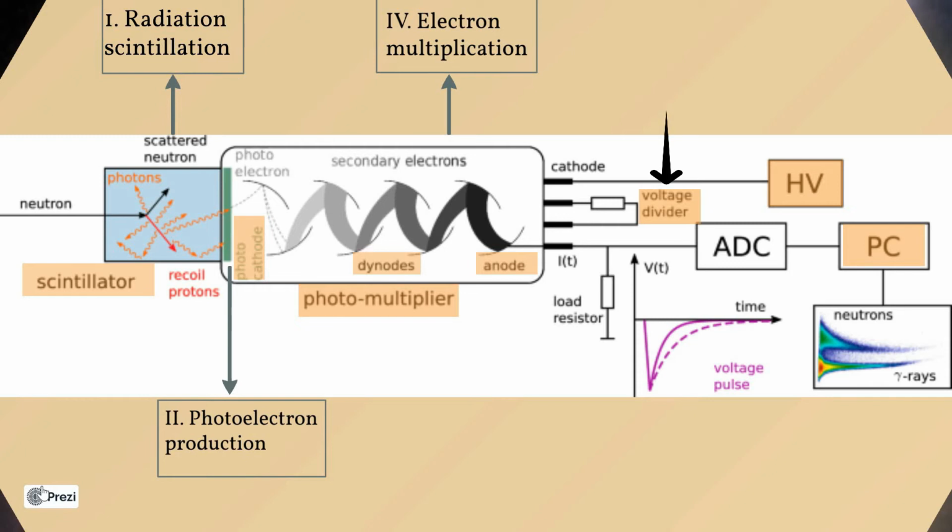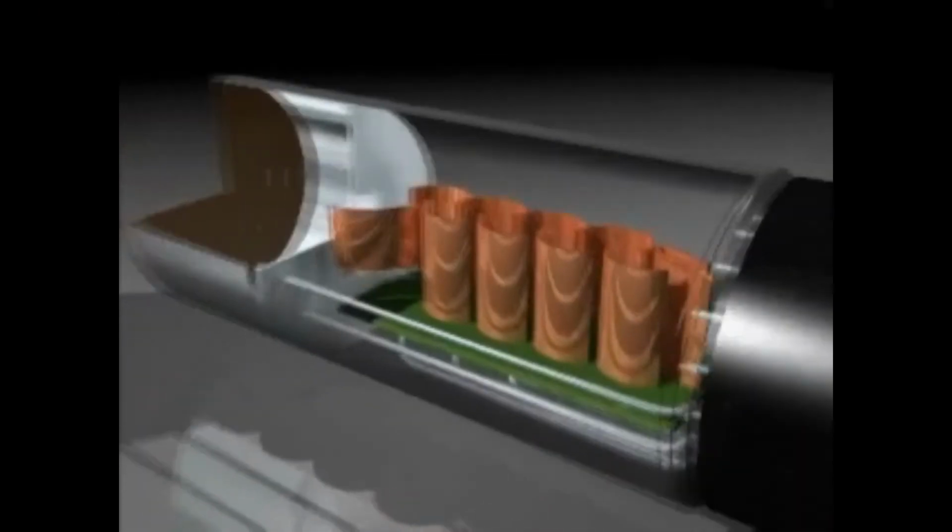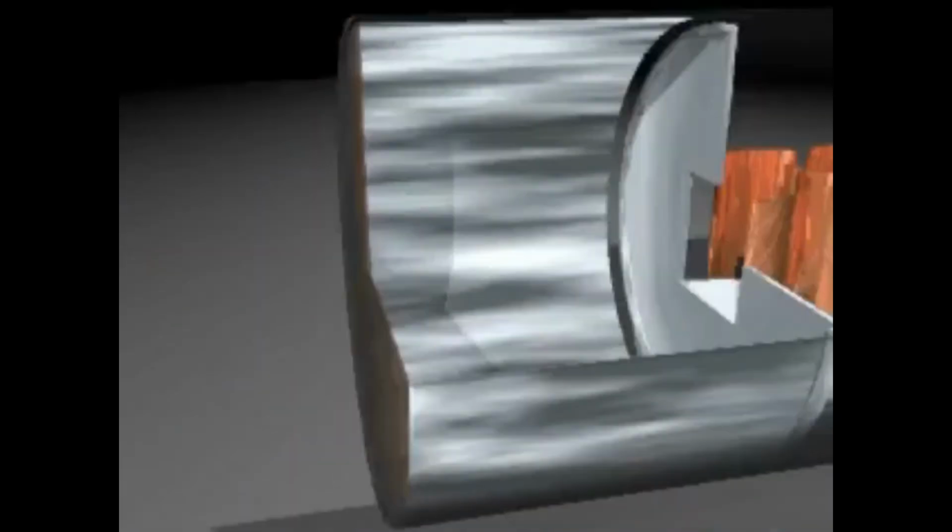All the potentials to the dynodes and the anode are provided from a single high voltage supply through a voltage divider circuit. This procedure of electron multiplication can be seen in this short video. As you can see here, this is the photomultiplier tube, and this is the electron coming from the photocathode. This electron strikes the first dynode, emitting a secondary electron. Then these two electrons move to the second dynode, emitting more electrons. The photomultiplication process continues by emitting more electrons until these electrons reach the anode.